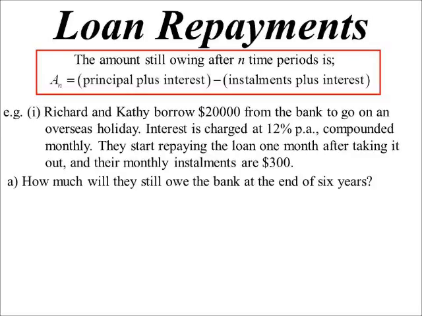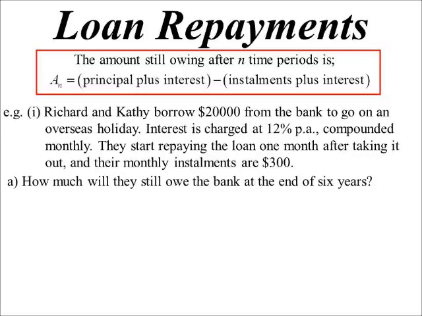So again, similar to the investing, you don't borrow money and pay back straight away because that would be silly. Can I borrow some money? Thanks. Here's your first payment. Doesn't make sense. All right, so it's always one time period after you start borrowing. And the monthly instalments are going to be $300. Okay. How much will they still owe the bank at the end of 6 years?